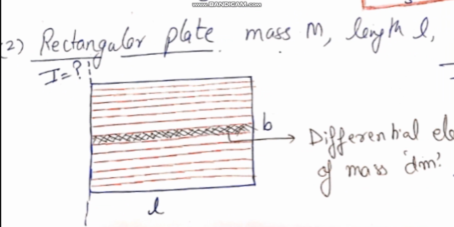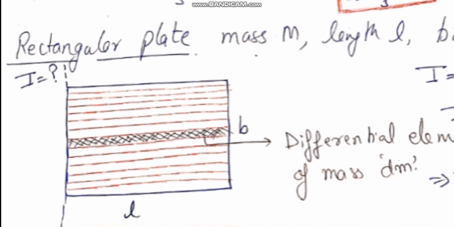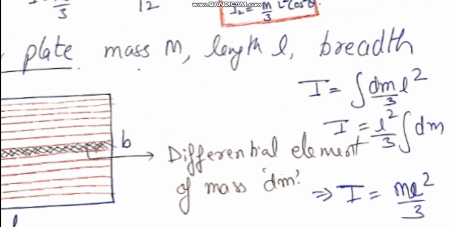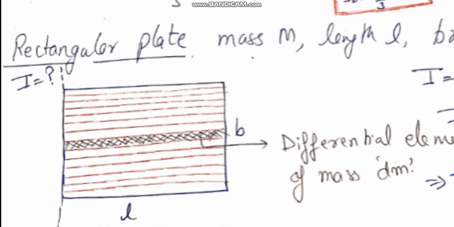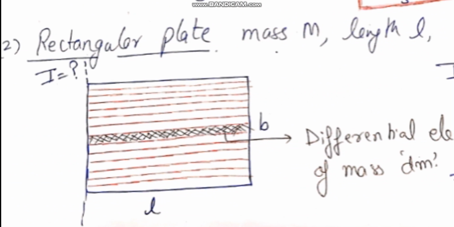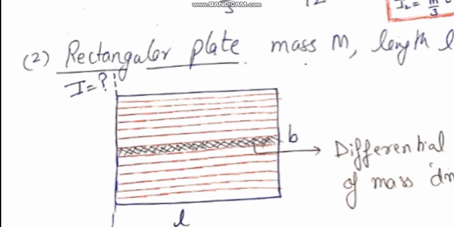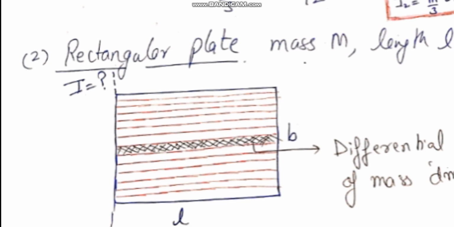First I will talk about a rectangular plate. So a rectangular plate, mass m, length L, and breadth B. So this is a rectangular plate. This rectangular plate has a mass m, the length of the plate is L, and the breadth of the plate is B. And I will calculate the moment of inertia about an axis which is lying along the edge, and this edge is basically the breadth of length B. So I will calculate the moment of inertia about this axis.